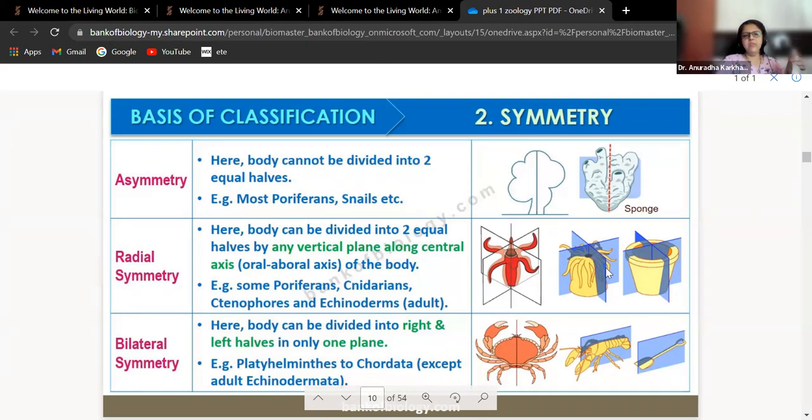How do we get them? So from any angle you cut it, there is no problem. You will always get two equal halves. Okay?